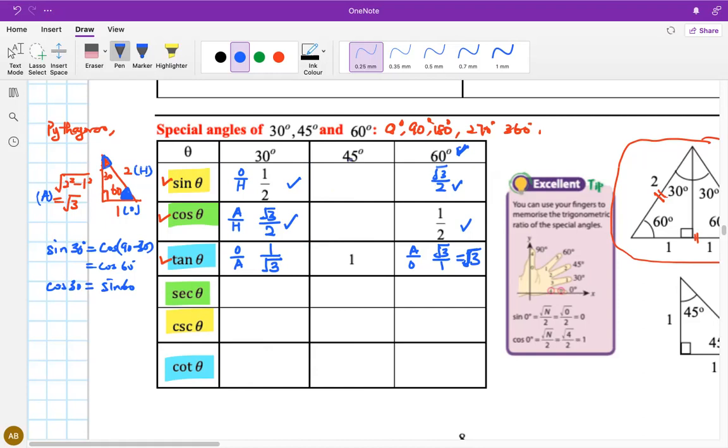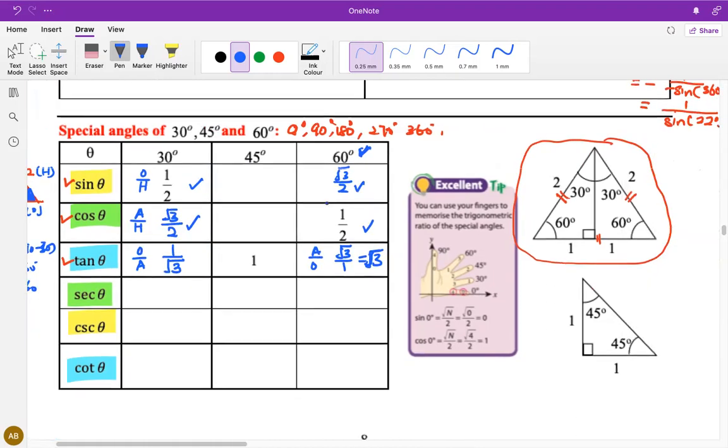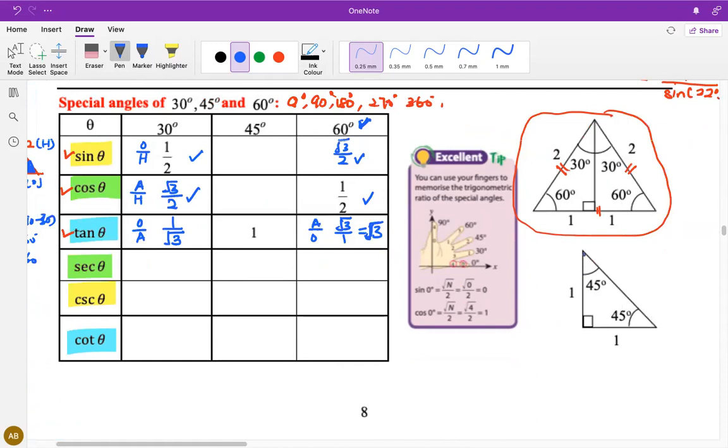All right, so what about 45 degrees? You can see for 45 degrees the two sides will be the same. We call it an isosceles triangle. If we set this side as 1 and this one as 1, then we can find the hypotenuse, which is the square root of 1 plus 1, equals square root 2.